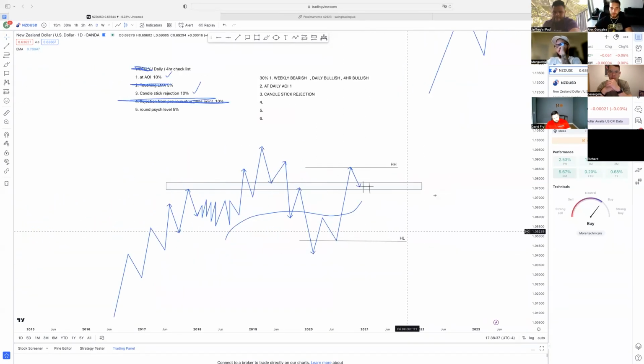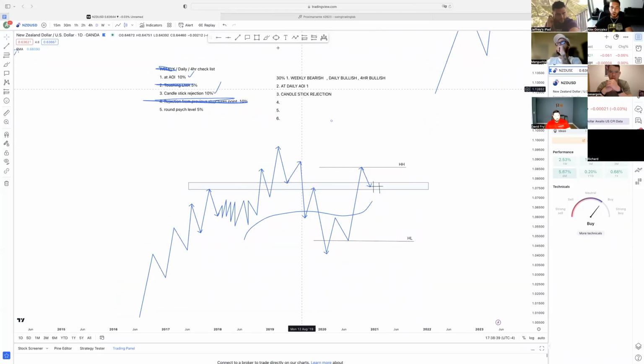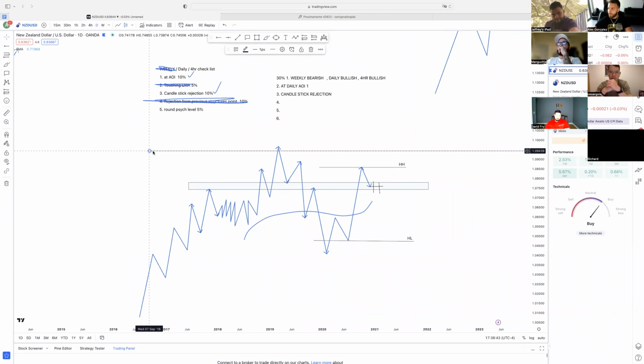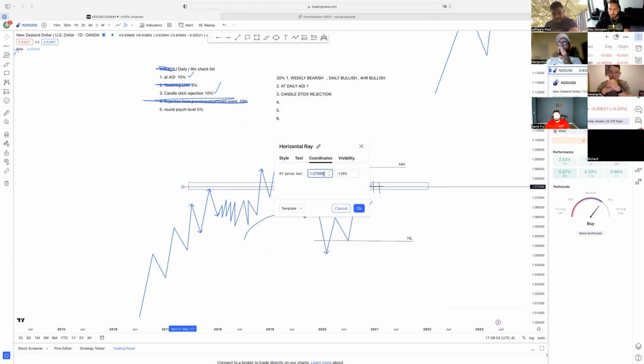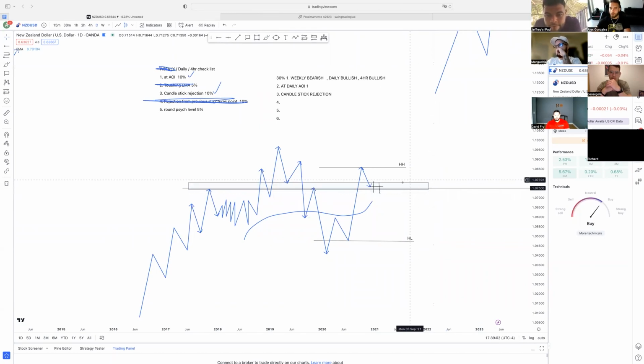Once you have your area of interest, all you got to do is get this line and throw it in the middle. You don't even look. You just throw it right in the middle of the zone. You don't care. Throw it right into the middle or wherever inside the area of interest. You double click it. Once you double click it, you just find the nearest 500. So if you notice right here, 1.70500. We have a round psychological level inside our area of interest. That's it. It's really that simple.